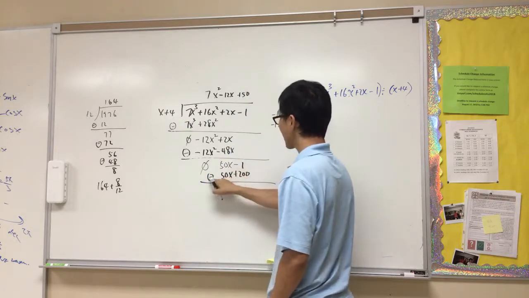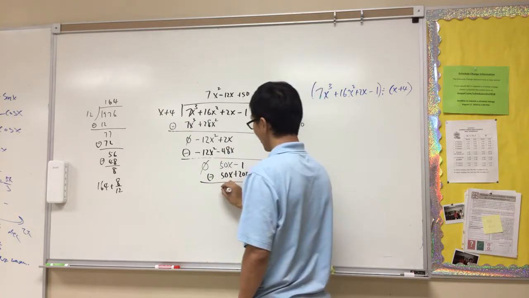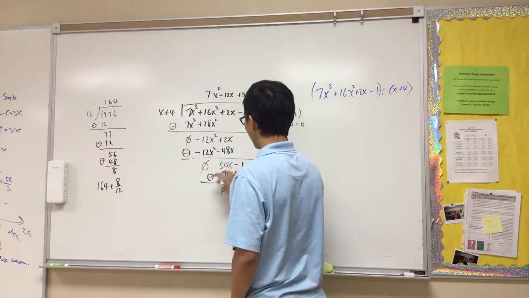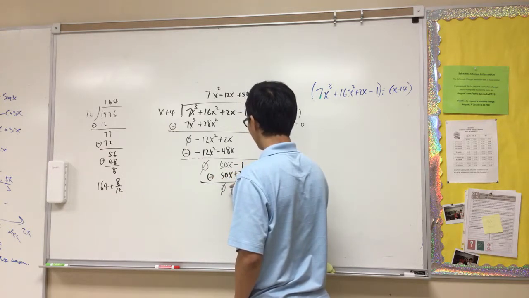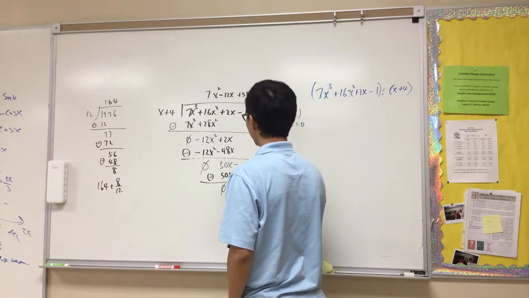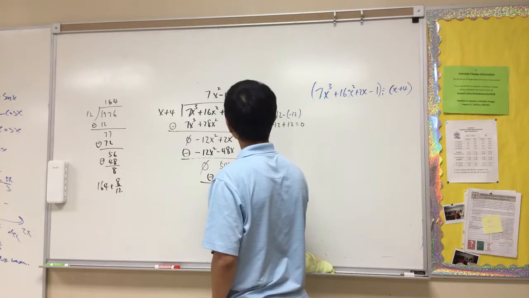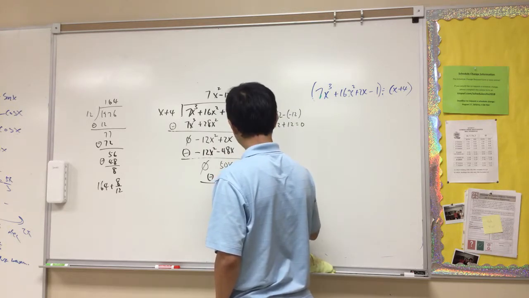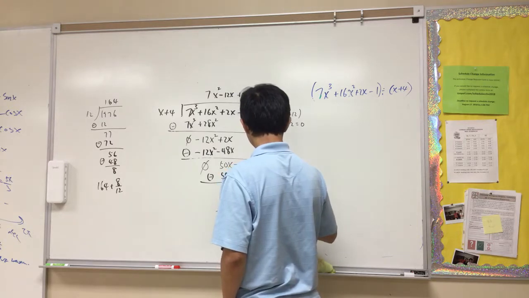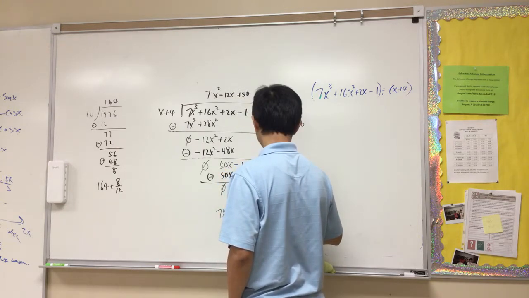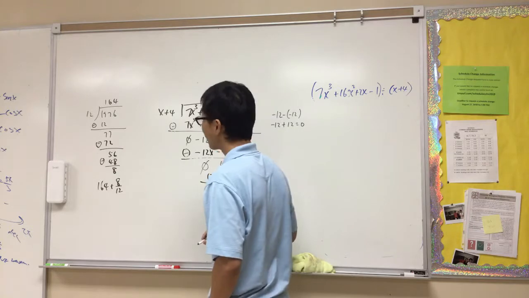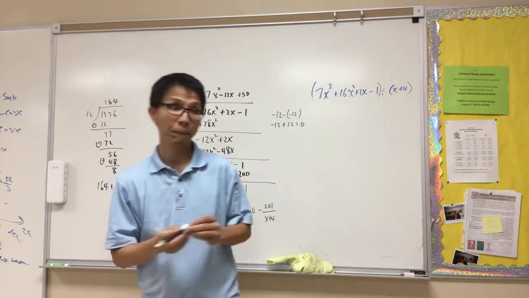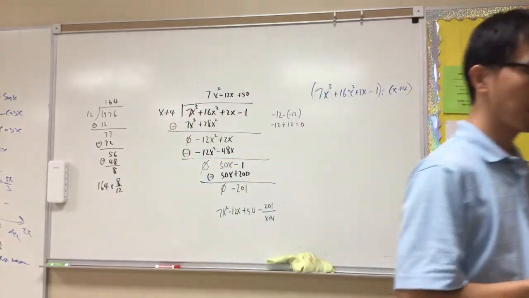So it'd be 50x subtract 50x is 0. Minus 1 subtract 200, negative 201. So then you did it: 7x squared minus 12x plus 50 minus 201 over x plus 4. What? Where did 200 come from? It's a remainder. You got it when you multiply. Yes, sir, I don't get this.